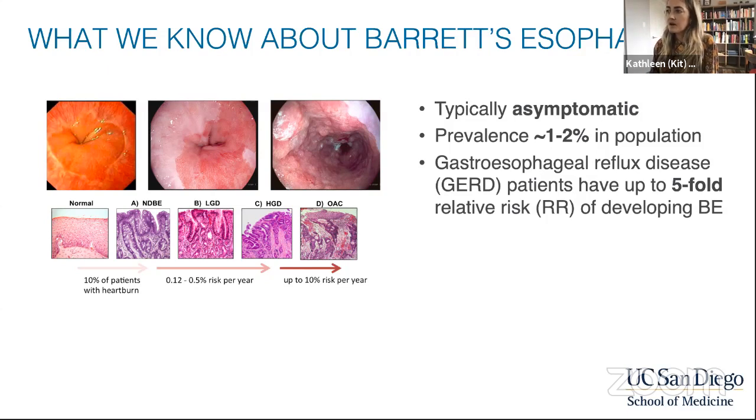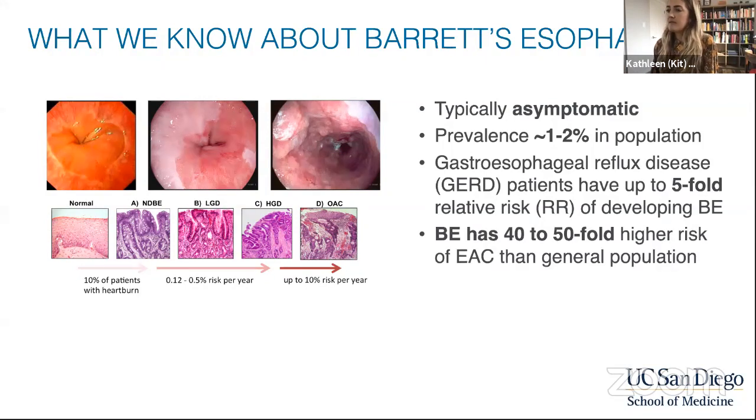For patients with GERD, the literature says that they have up to a 5-fold increased risk of developing Barrett's esophagus versus a normal patient. And the reason we focus on these patients is that it's known that they have a 40 to 50-fold higher risk of esophageal adenocarcinoma than the general population. So that is an extremely big difference in risk.